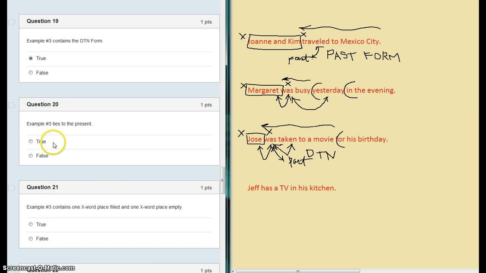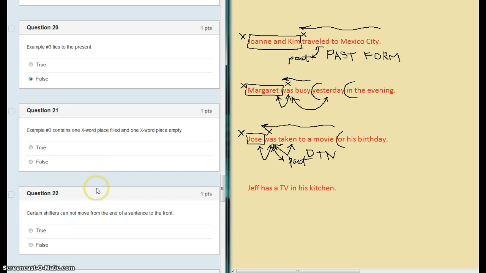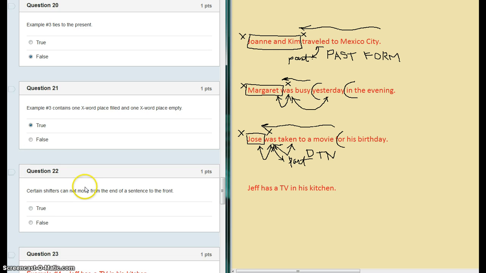Question number 20. Example 3 ties to the present. That's false. The X word was ties with the past. Question 21. Example 3 contains 1 X word place filled and 1 X word place empty. Exactly. The first X word place where we make the question is empty, but the second X word place is where we do have was. It's filled. So the answer is true.